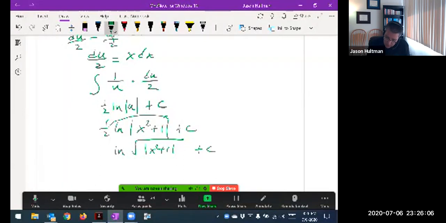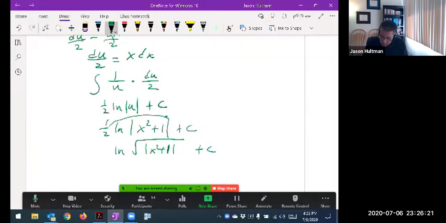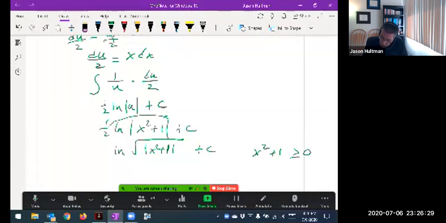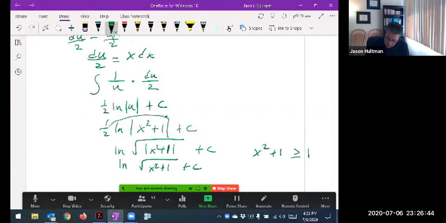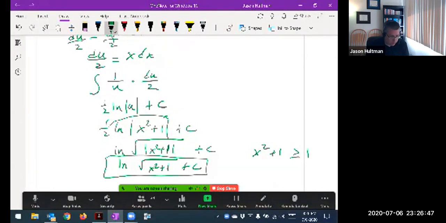And I don't think that I can undo that absolute value unless, well, can I? Am I allowed to undo the absolute value? Is there any value that's going to be a problem? No, because that x is being squared, right? X squared plus 1 is always greater than or equal to 1, so it will never be negative, which means that I can remove the absolute value bars. Well, that's kind of cool.